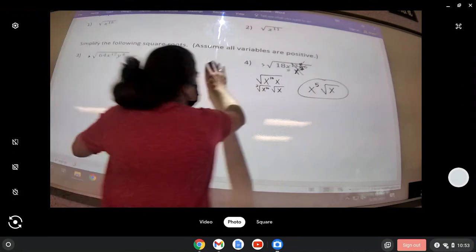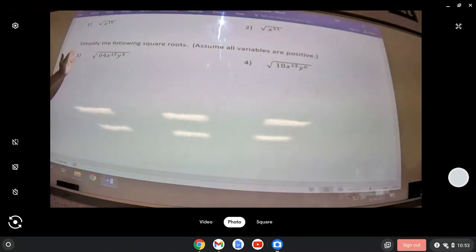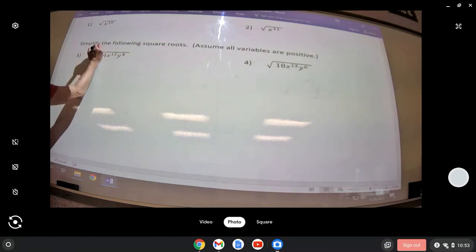Okay, so right now you're asked to simplify the square root of this expression. So guys, first of all, recognize that this is the square root again, because in the future, we're going to be working with all different kinds of roots: thirds, fourths, fifths. You should always be recognizing what root am I working with, to put you in the right mindset. All right, so it's a square root.